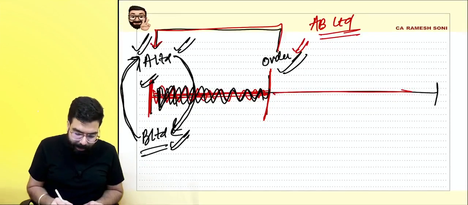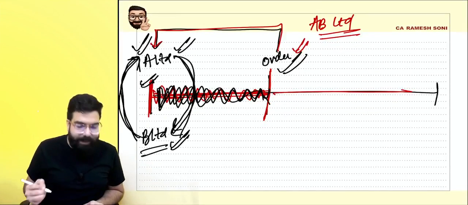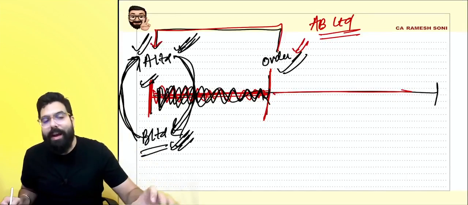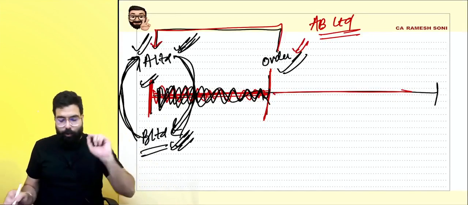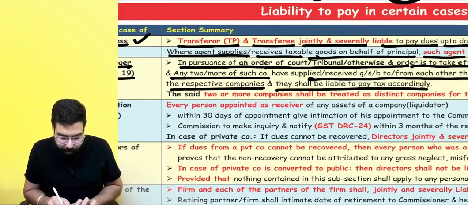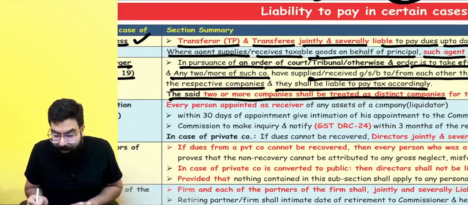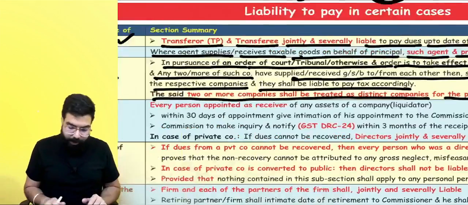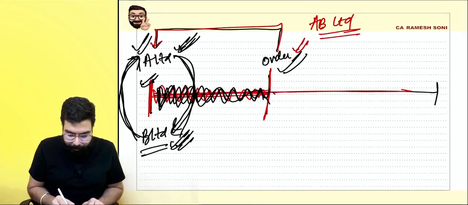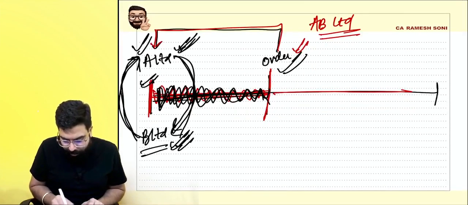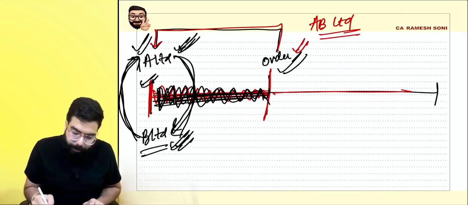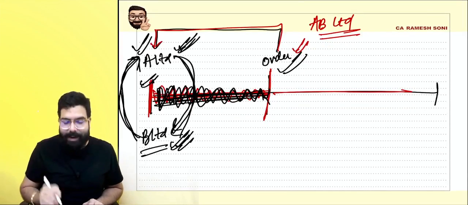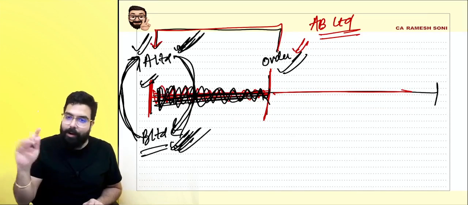So during this period, if A had supplied to B or B had supplied to A, that will be included in A and B's turnover and they will be liable to pay the dues. Okay sir. Next. The said two or more companies shall be treated to be a distinct person for the period up to the date of the said order. Okay, sir. Point is clear. Means up to this period till the order comes, they are distinct persons, and supply between distinct persons is a supply and GST shall be payable by them accordingly.